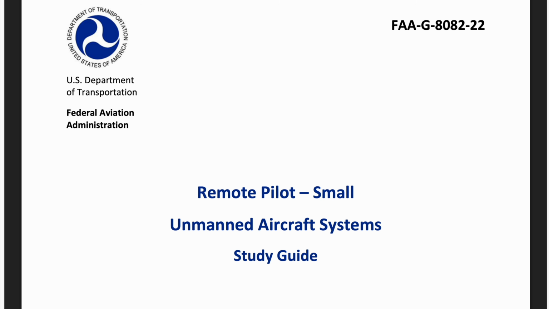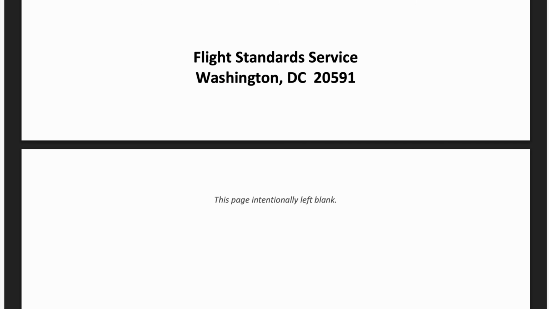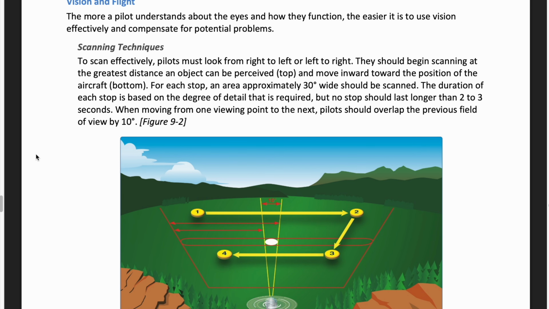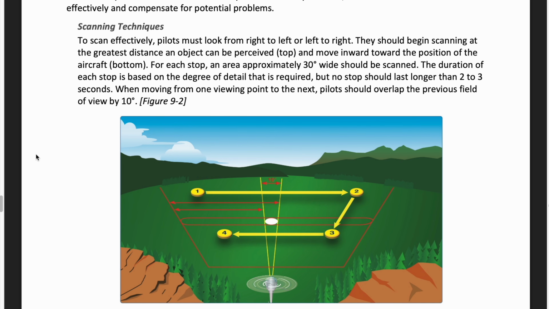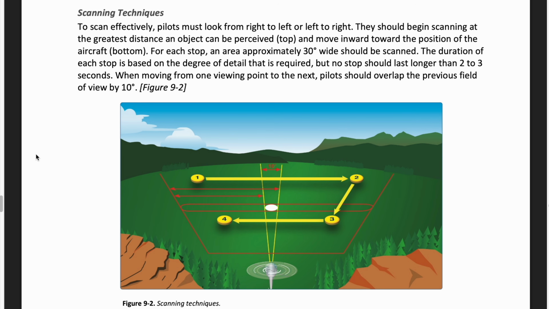Search for this study guide FAA-G-8082-22. This is the Remote Pilot sUAS study guide, and I'll have the link in my description so you can download it. On page 58, figure 9.2, you're going to find something called vision and flight scanning techniques. And this area has a high percentage of the questions being answered incorrectly.